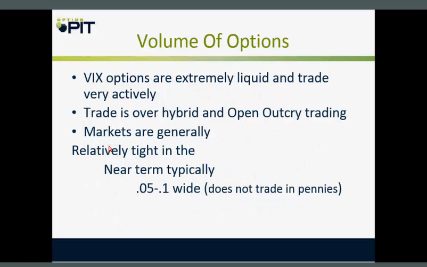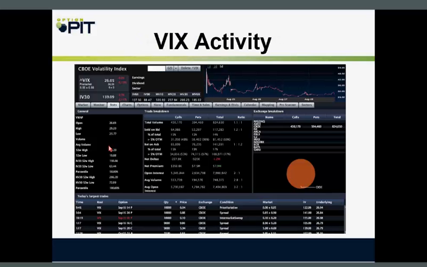VIX options are extremely liquid. They trade over hybrid and open outcry. When I trade VIX, I trade open outcry. And they run a tight market, typically nickel to a penny wide. Spreads can trade in pennies. And this is just kind of a screenshot of the activity. And what I want you to notice is that the average volume is 750,000 contracts a day. And the open interest, 7.5 million contracts. That is a ton of volume.